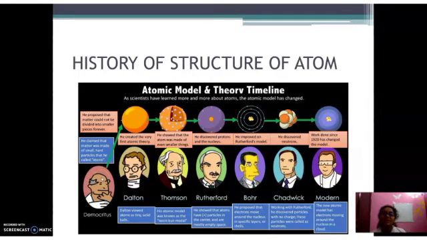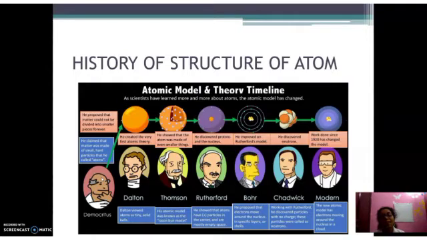Then it moves to Dalton's model. We have already discussed Dalton's theory. He created the first atomic theory, but there are some limitations, which we already explained. And the very famous scientist J.J. Thomson gave the first model of atom.